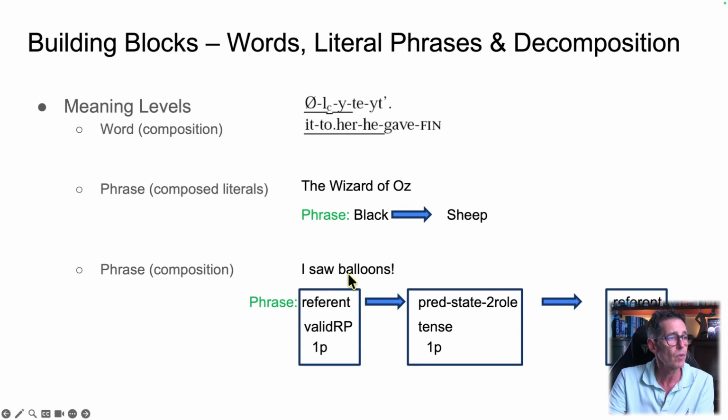And so in this case, I saw balloons, what we're recognizing, you can imagine it, a phrase where we have a referent here. So it's a thing, a referent, and it's a valid reference phrase. We're going to be talking about these again in a moment. And it's first person. And in English, we want the referent and the predicate, the verb in this case, which is a two-role state. We want it to have tense and be a first person form as well. And so now we can combine I saw in English with something that's valid. And then balloons is also a referent and a valid reference phrase. And we can now manipulate those objects in order to create the overall meaning.